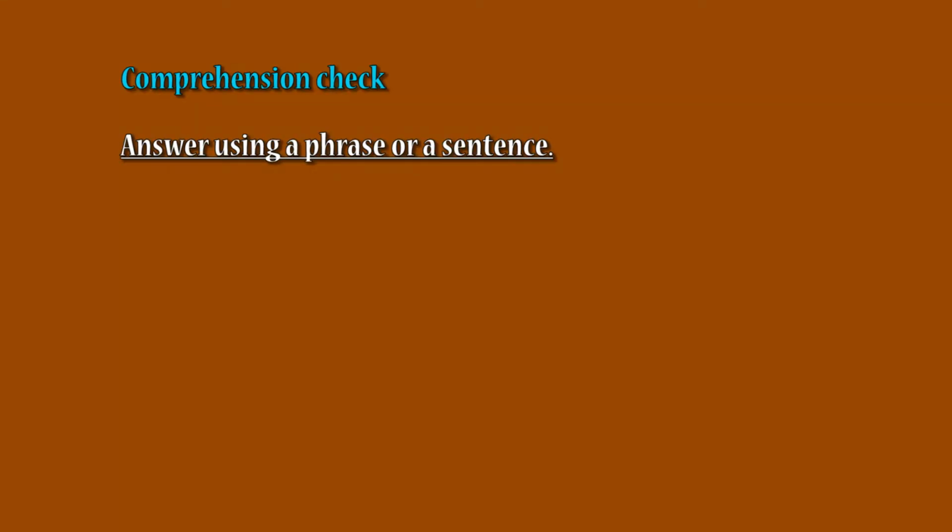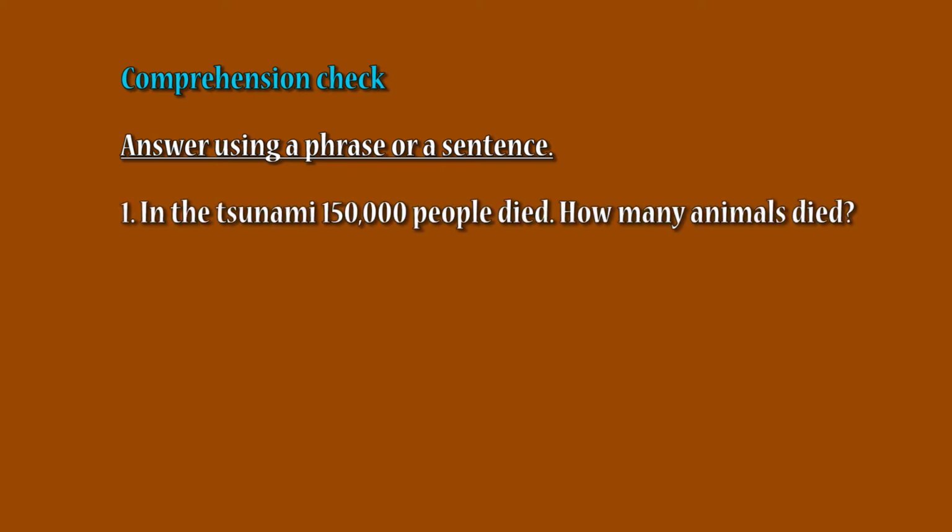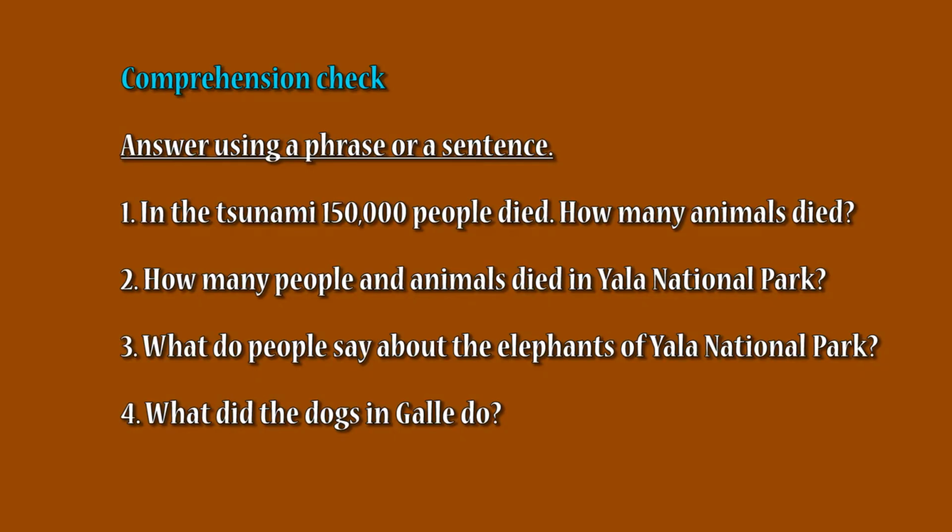Good. We are now on page 30. Let's look at the comprehension questions. It says, answer the following using a phrase or a sentence. In the tsunami, 150,000 people died. How many animals died? What will you say? Maybe very few animals died. So you can read the rest of it, and you can work on those questions later on with your friend's help. But let's move on to the exercises now.